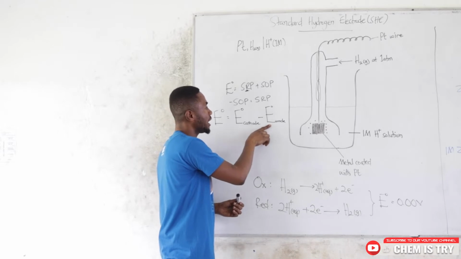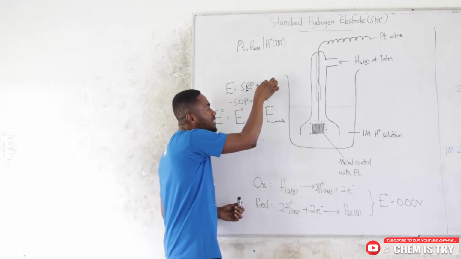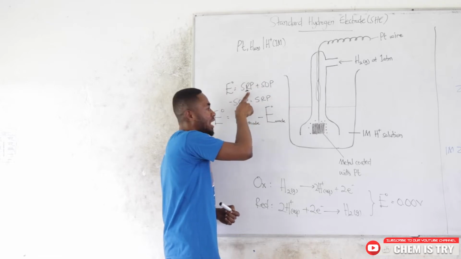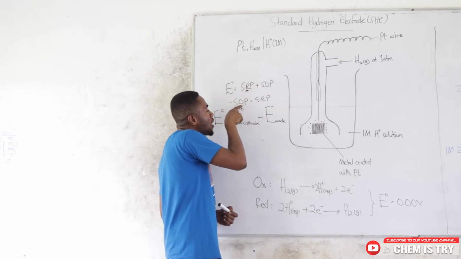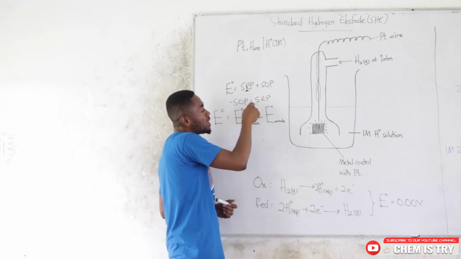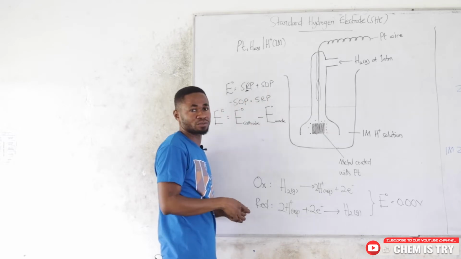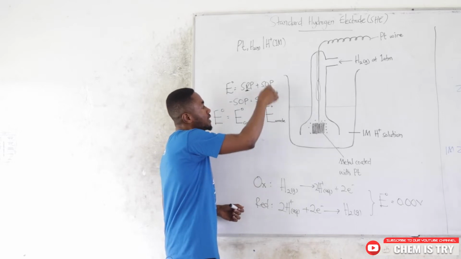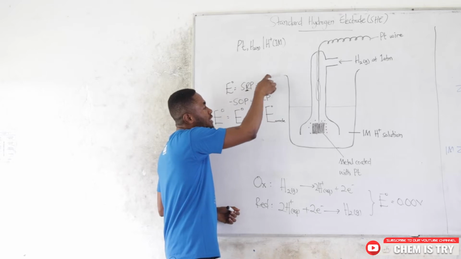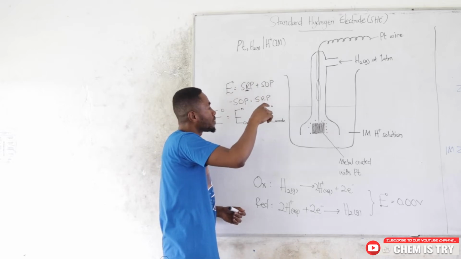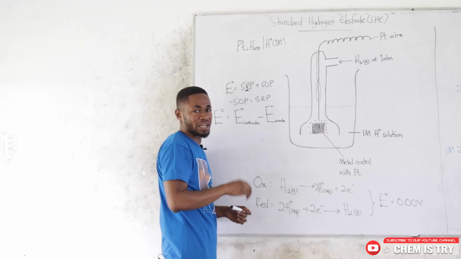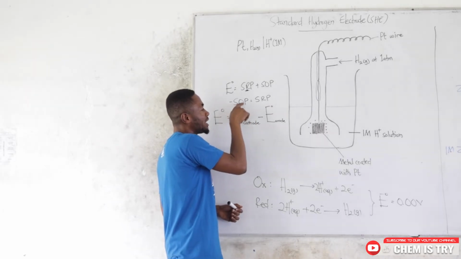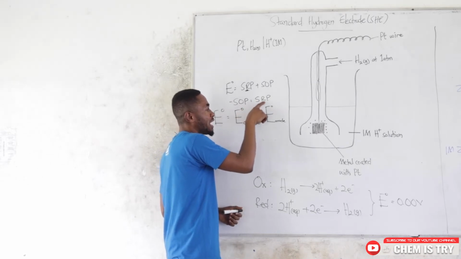Minus, because it is supposed to be the standard oxidation potential, but we always express it as the standard reduction potential. So minus the standard oxidation potential value will give us the standard reduction potential value. It is negative because the standard oxidation potential value can be related to the standard reduction potential value. And this is the relationship: negative standard oxidation potential value is equal to the standard reduction potential value.